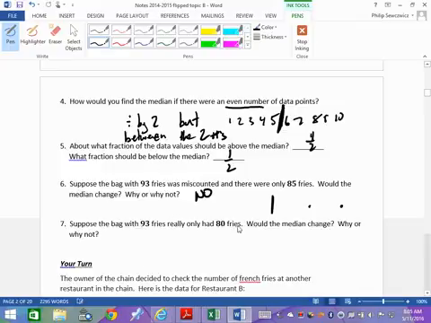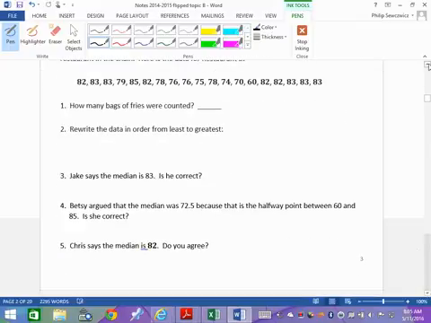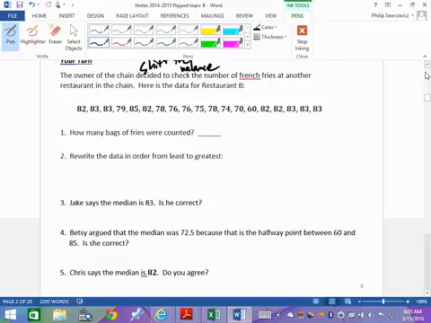So suppose back in, 93 had only 80 fries. Would the median change? Yes, and the reason why is, if this is where your median is and this is where your 93 is, it's going to get moved over to the other side. So that's going to shift the balance. Because again, the whole idea of the median is there's the same amount on one side and the same amount on the other. As soon as we start moving across sides, that's when things are going to get thrown off a little bit.